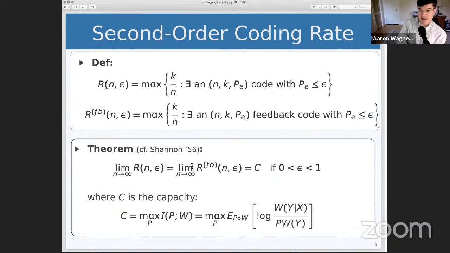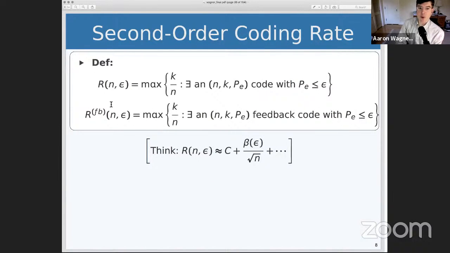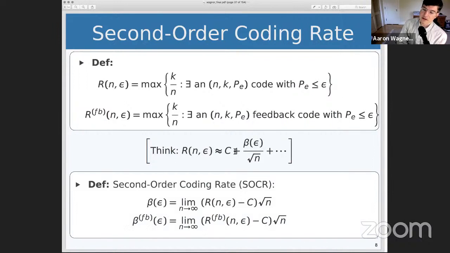The second order coding rate basically captures the speed of convergence in this limit. It turns out both with and without feedback, the back off from capacity is order 1 over square root of n. So we define the second order coding rate to be the constant in the back off. It's defined both with and without feedback, as this maximum rate with the capacity subtracted off, times square root of n to pull out that constant. So the second order coding rate governs how fast you're approaching capacity as the block length tends to infinity for fixed error probability. And that's the asymptotic regime that we will consider in this talk.